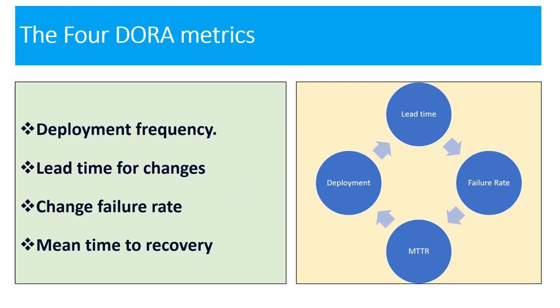So what exactly are the four DORA metrics? The very first one is deployment frequency. The second is lead time for changes. The third one is change failure rate. And the last one is MTTR, which is mean time to recovery. We have depicted this in the form of a diagram as well. We have the deployment, then we have lead time, failure rate, and the MTTR.